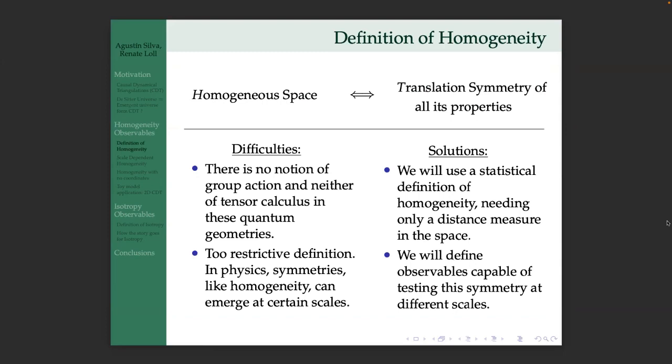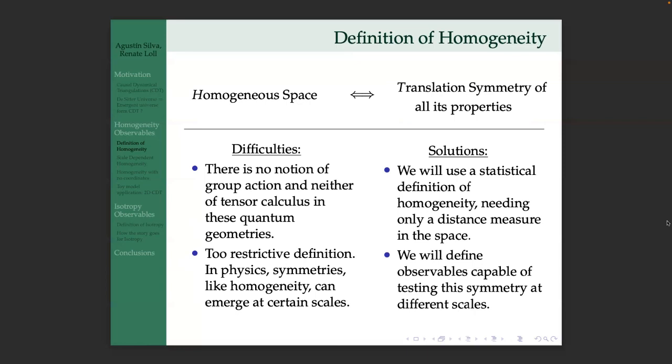A homogeneous space is a space that has translation symmetry of all its properties. Now, this definition is a bit challenging, at least in this approach, because we do not have a group action or a translation symmetry. We don't have tensor calculus. And also this definition is a bit restrictive, because in physics, symmetries usually appear at a certain scale, like homogeneity.